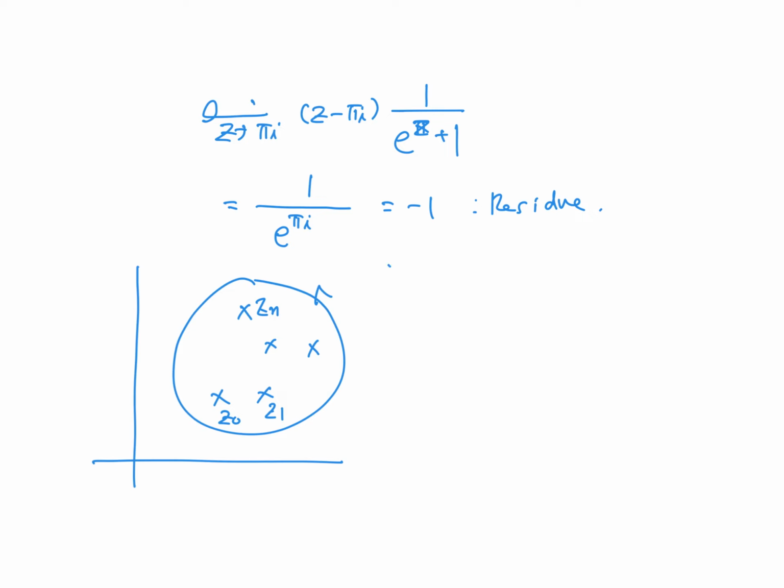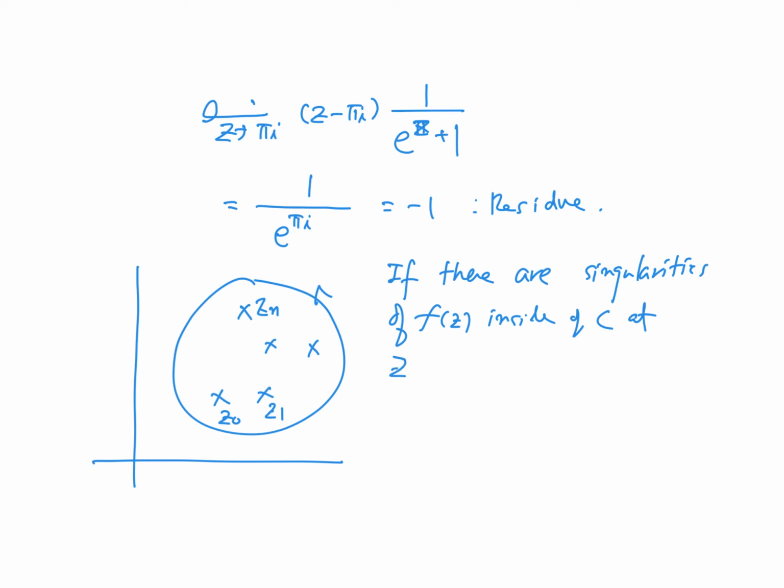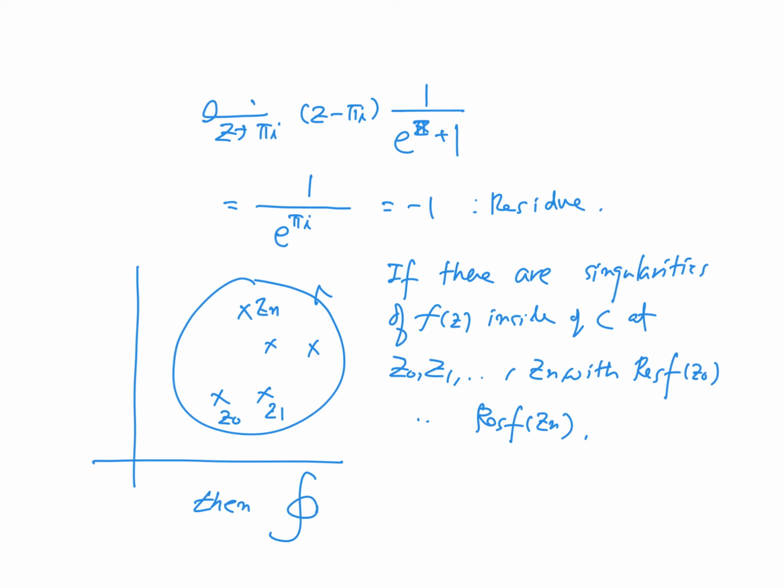If there are singularities of f(z) inside of C at z0, z1, ..., zn with residues f(z0), ..., f(zn), then the integration of this function is simply the sum over the residues f(zk).